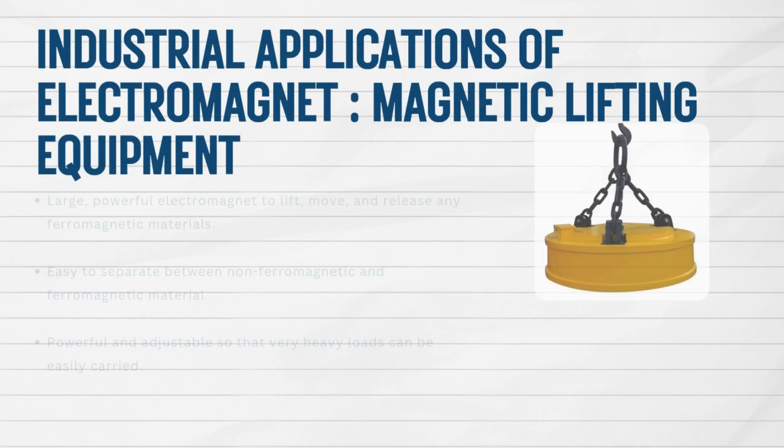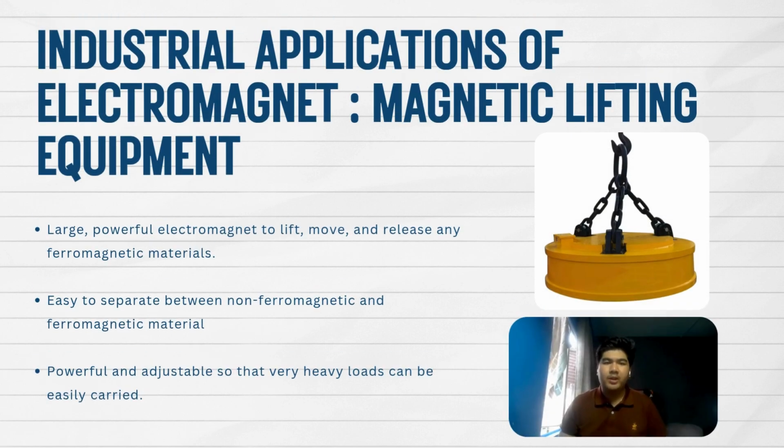Thank you. The next part I will talk about the application of our experiment in industrial practice. As you can see in this image, this device uses large and powerful electromagnets. The device is usually used to lift, move, and release ferromagnetic material like iron and steel. One of its key advantages is the ability to separate ferromagnetic material from non-ferromagnetic material. This is quite useful because the process of sorting and handling material will be much more efficient.